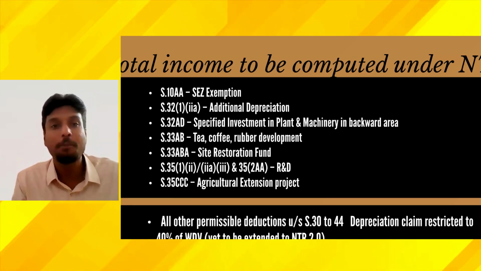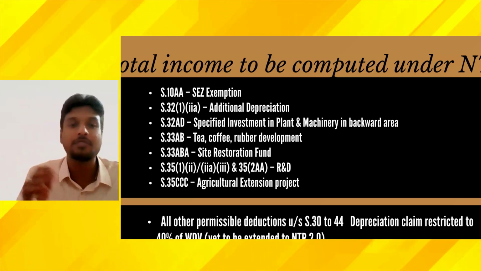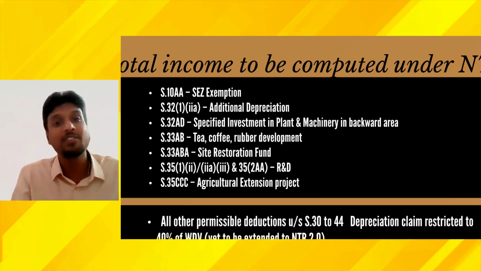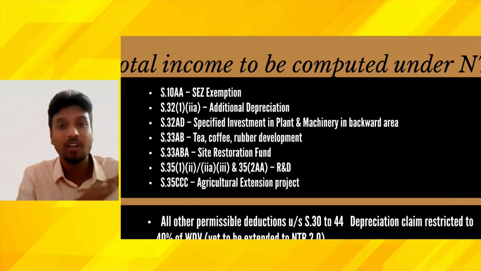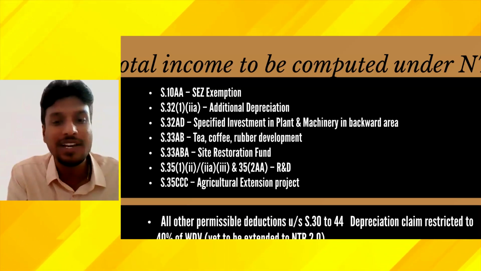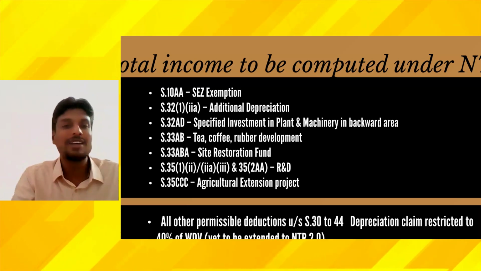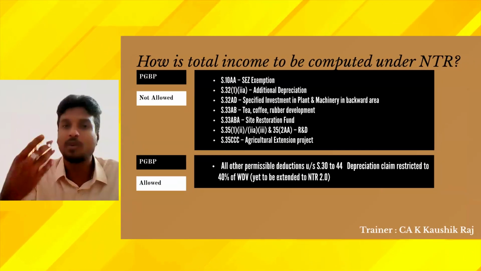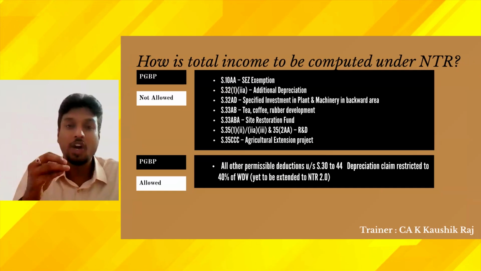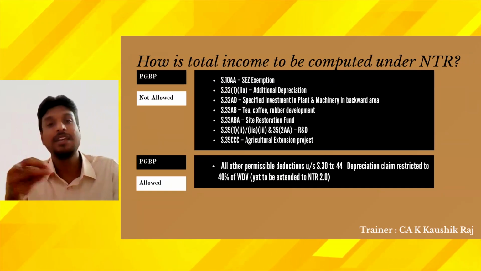Capital expenditure on plant and machinery and research and development expenditure, and that too they were giving prior to the research commencement. 3 years prior to the research commencement was allowed. All of that is not allowed under new tax regime. Section 35CCC, agricultural extension project. Now, all these things that were specifically available under old tax regime will now not be allowed in the new tax regime.